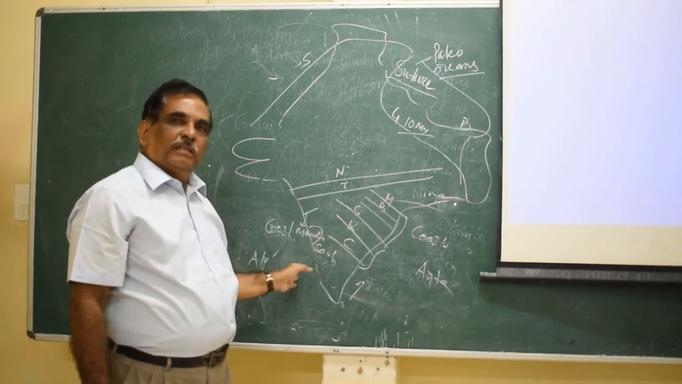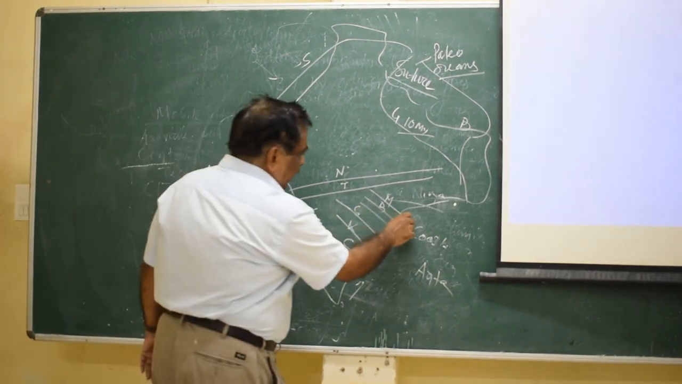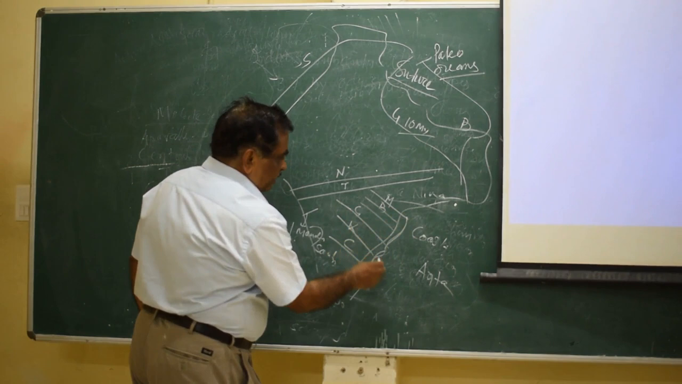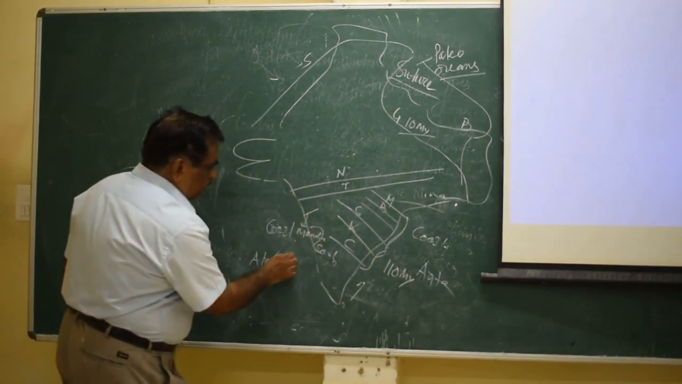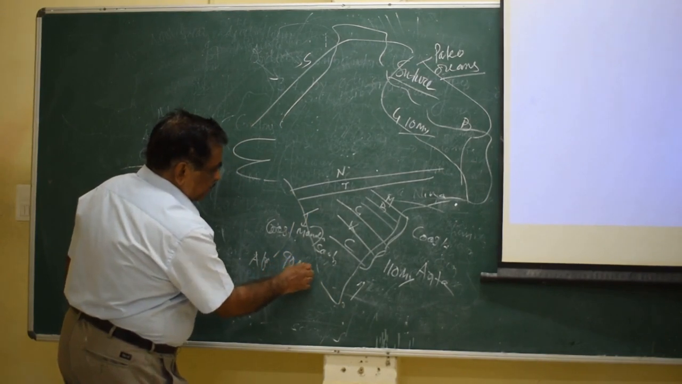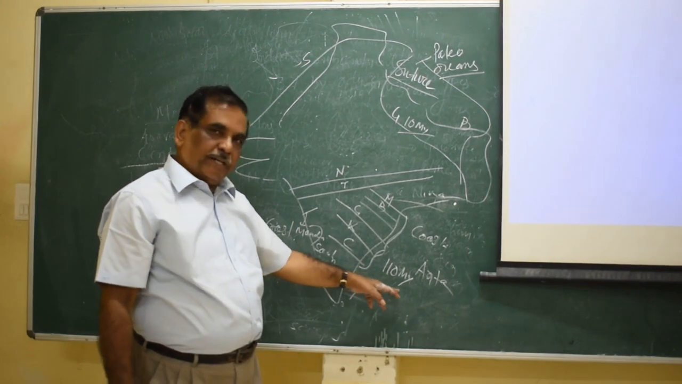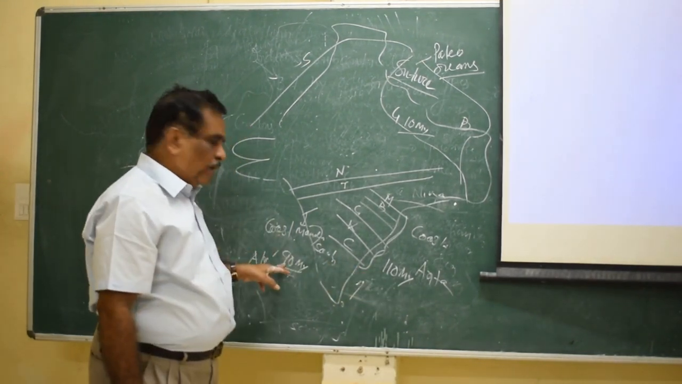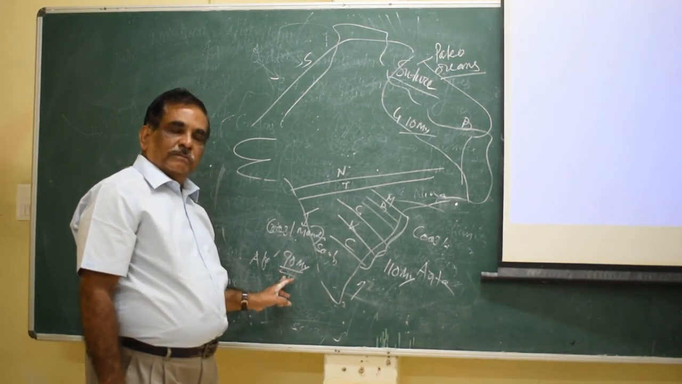So these rivers are the next younger rivers. You can allot an age to East Coast rivers of around 110 million years, and the West Coast rivers 90 million years. Because the East Coast developed at 110 million years and the West Coast at 90 million years, the East Coast is older than the West Coast.